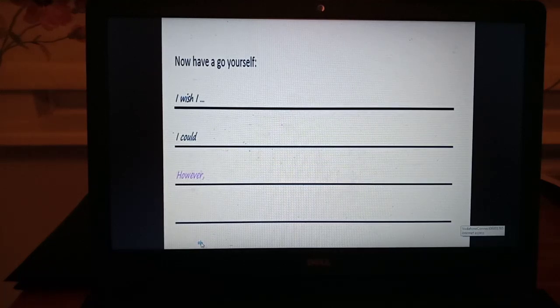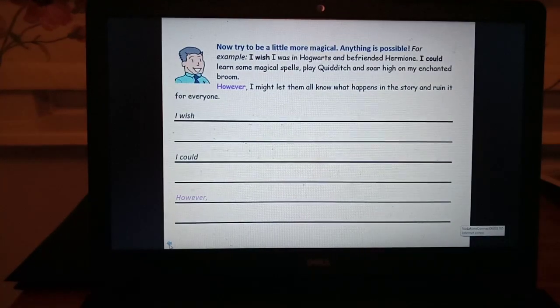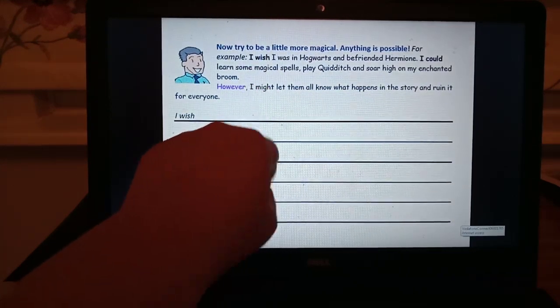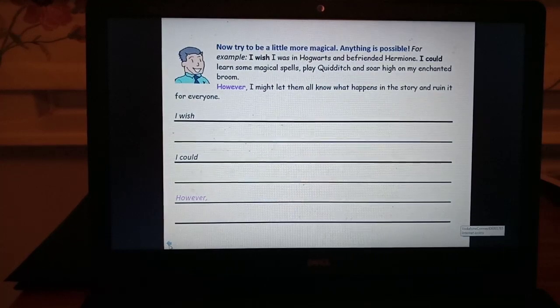I'm moving forward. Whoops, that was a bit too quick that, wasn't it? Okay. Now, try to be a little bit more magical so anything is possible. So you could be a bit more ridiculous in your ideas if you like, okay? Again, thinking about can you get in could, would, should, would be able to, okay? Might, look at this one here. However, I might let, might is a modal, okay?